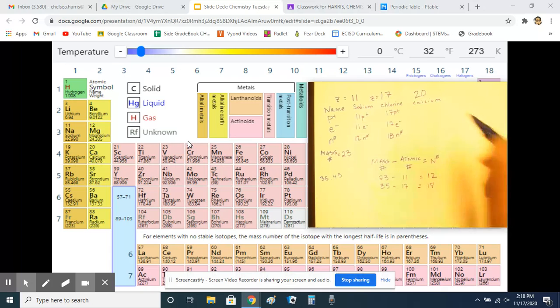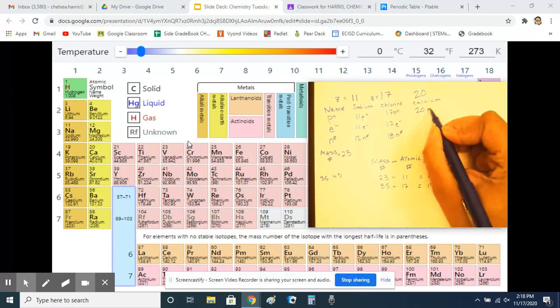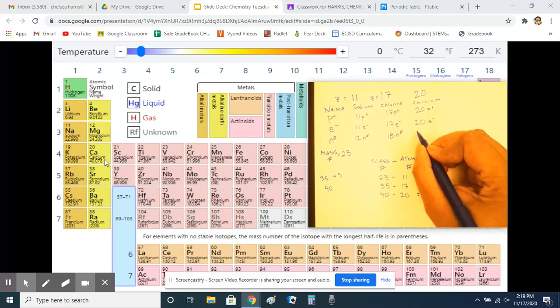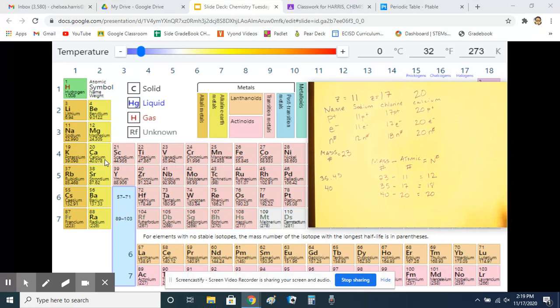So what do we know? Protons should be 20. Electrons should be 20. And for the neutrons, you must use the trick. On the periodic table, the average mass of calcium is 40.078, or whatever that last number is. We can say that's about 40, right? So mass number minus the atomic number equals your neutrons. So 40 minus 20 is 20. So calcium has 20 neutrons, right? And that's how that goes.